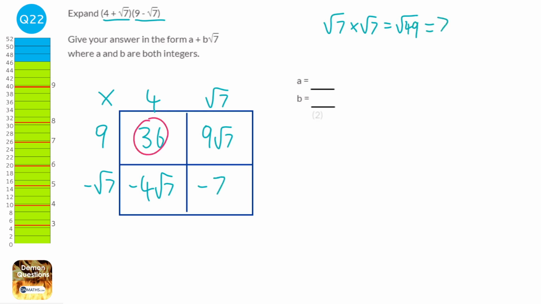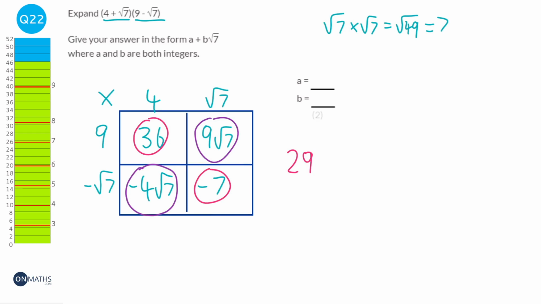Then we can add these two together, which will give us 29, and then we can add the surds. So actually it's going to be taking away because we've got minus 4 root 7 there. So 9 root 7 take away 4 root 7 is going to be plus 5 root 7. Compare it to the question, a plus b root 7. The a would be 29 and the b would be 5.